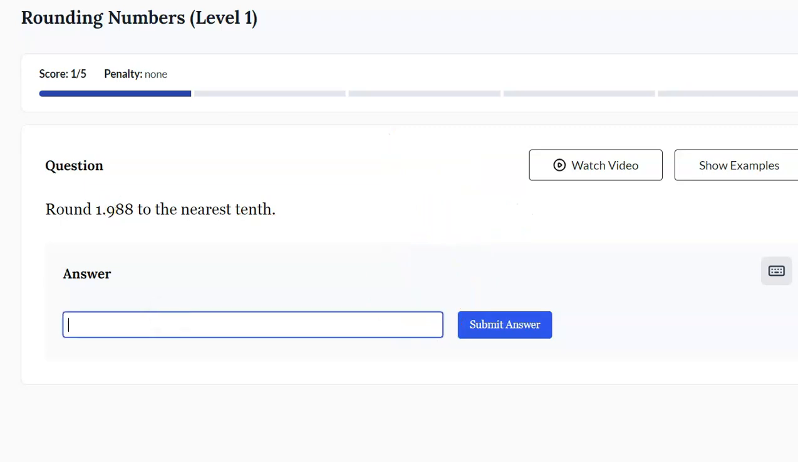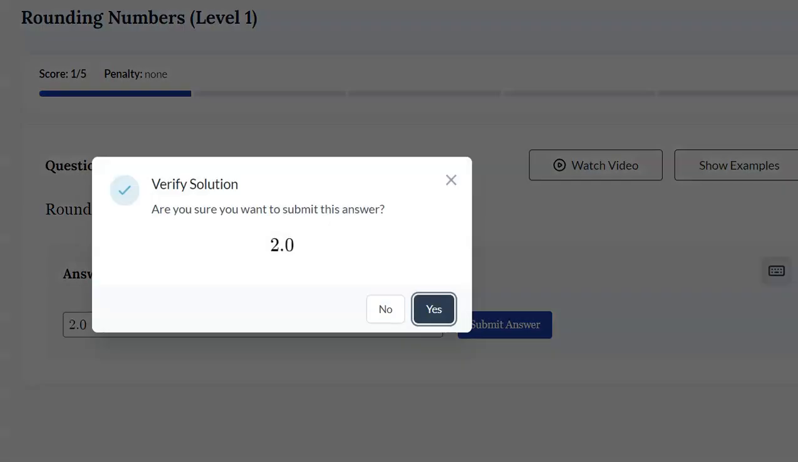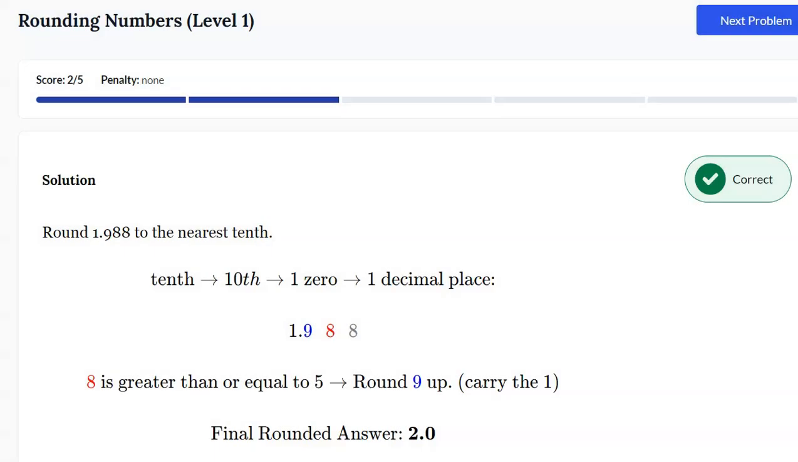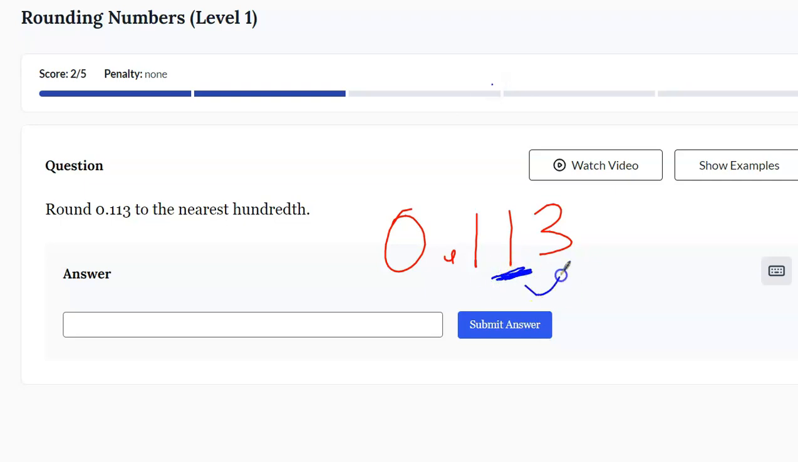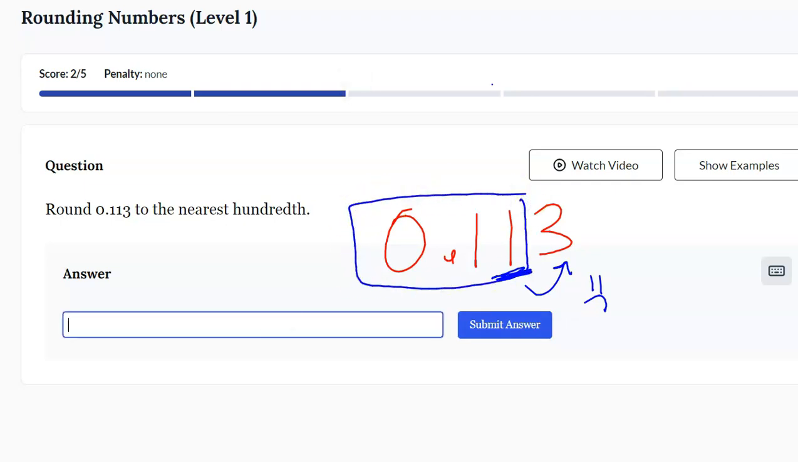So our answer actually has to have a digit in the tenths place. You can't just say 2, because that's the nearest whole number. 2.0 is the right response. All right, last one. 0.113. Now we need to find the hundredths place, which is this one. And when we look to the right, it's not enough to round us up. So we will stay exactly the same. 0.11.